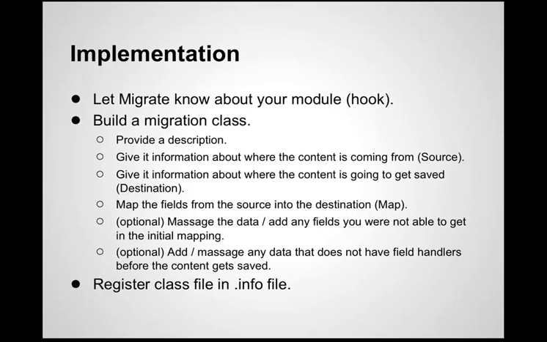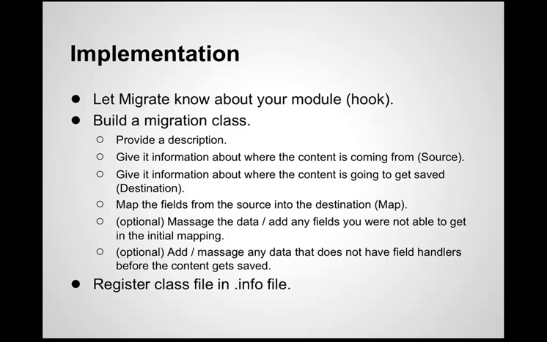So now we can start getting into the implementation. And in this case, there are really two things that you're doing. One is you're going to write a hook to let Migrate know about your module. And secondly, you're going to build out a migration class. And inside that, you're going to provide a description of what your Migrate class is bringing in. And it can be anything.